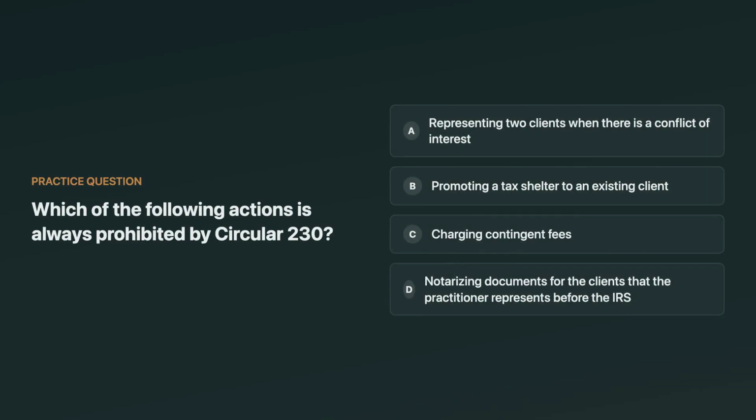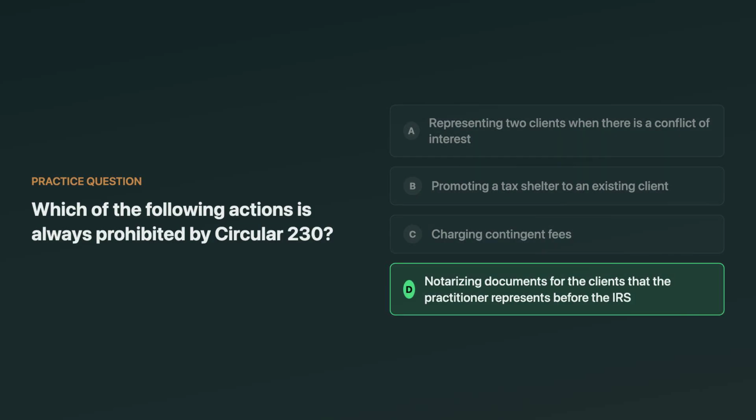Which action is always prohibited by Circular 230? The options include representing two clients with a conflict of interest, promoting a tax shelter to an existing client, charging contingent fees, or notarizing documents for clients the practitioner represents before the IRS. Think about it.